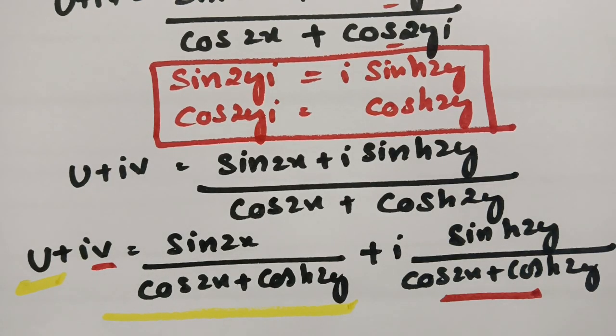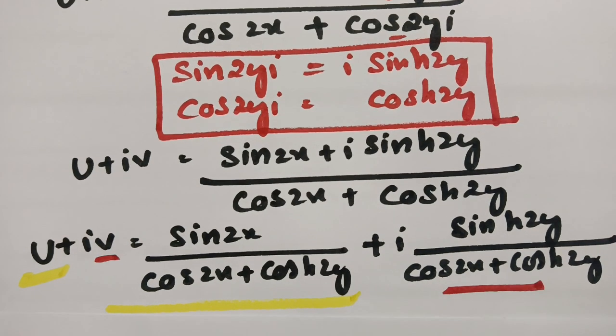If I separate the real values as well as the imaginary values, we'll be getting the u value as, so what is our u value here? So u is so important.